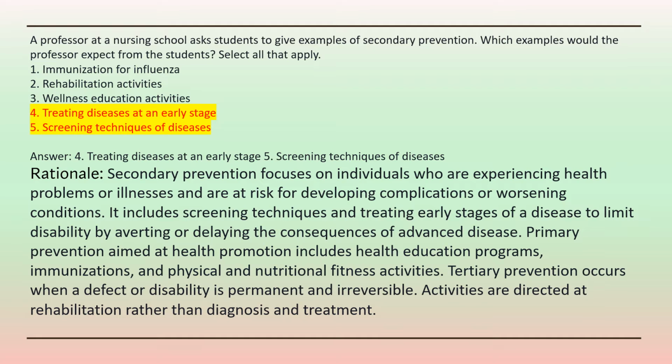Primary prevention aimed at health promotion includes health education programs, immunizations, and physical and nutritional fitness activities. Tertiary prevention occurs when a defect or disability is permanent and irreversible. Activities are directed at rehabilitation rather than diagnosis and treatment.